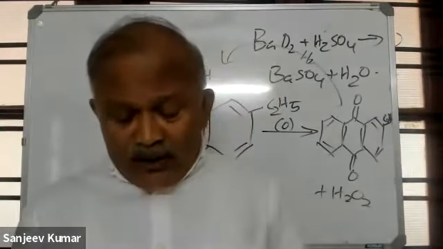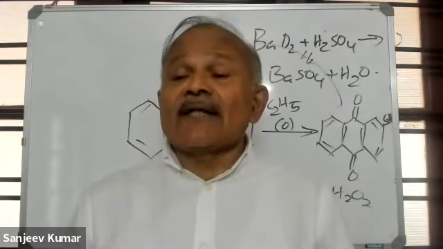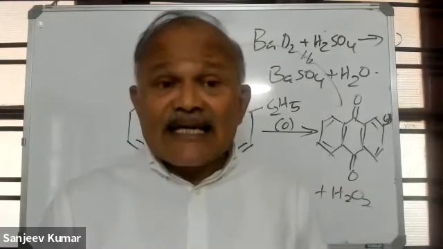Which of the following on oxidation gives hydrogen peroxide? 2-ethyl anthraquinol. Choice is A.